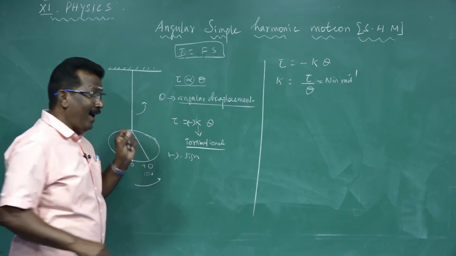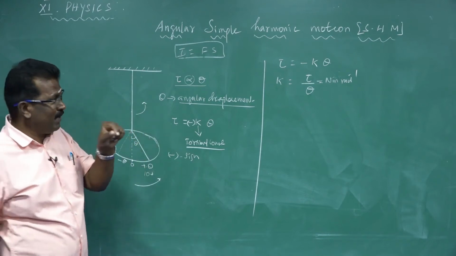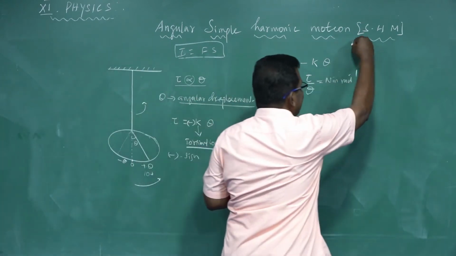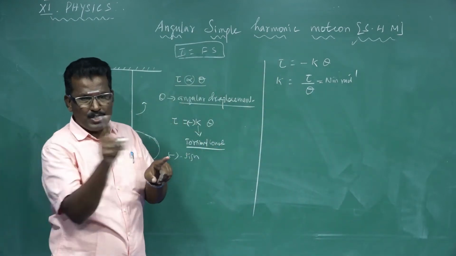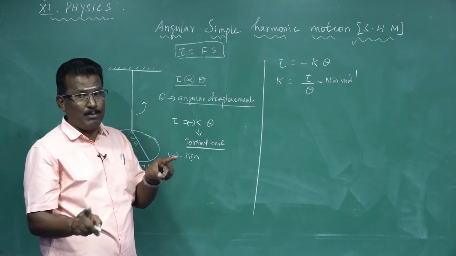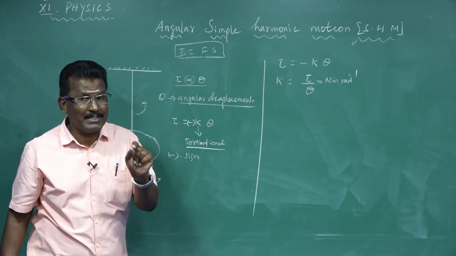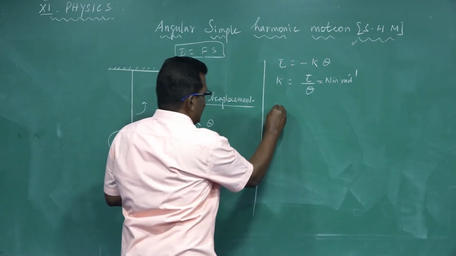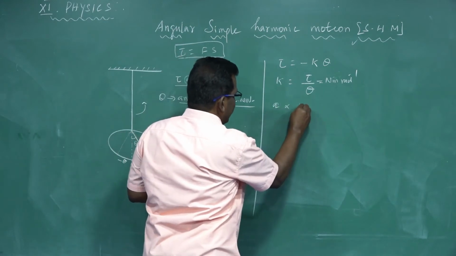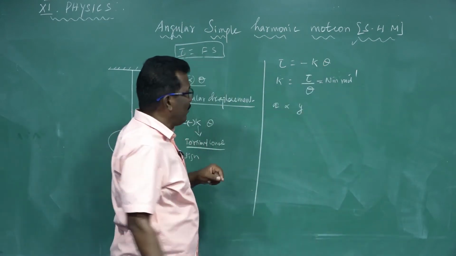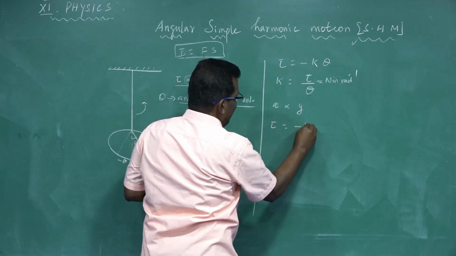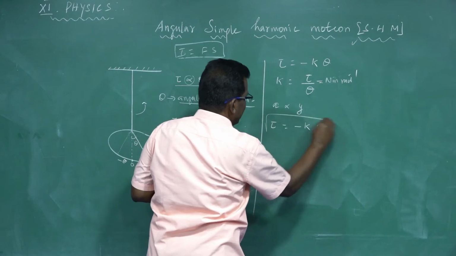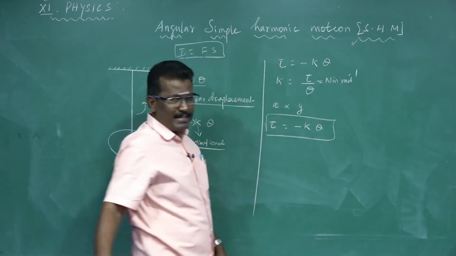We know that in simple harmonic motion the acceleration is directly proportional to the displacement. A body that moves to and fro in simple harmonic motion has acceleration always directly proportional to displacement. So a is directly proportional to displacement. Here the torque tau is equal to minus k theta.